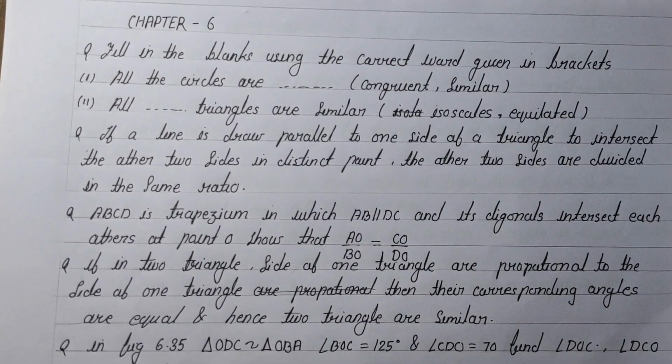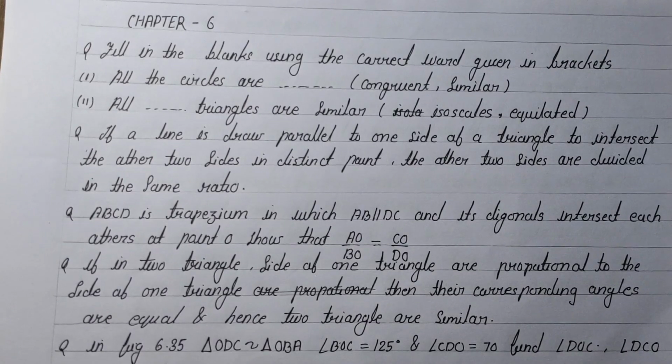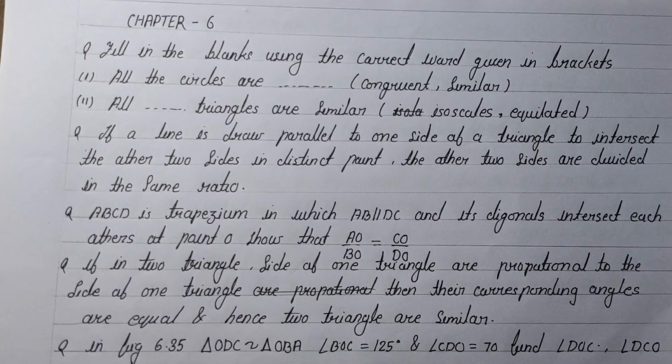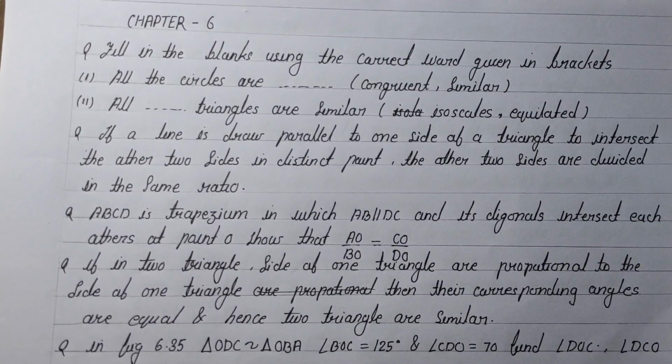Solve. Next, if a line is drawn parallel to one side of a triangle to intersect the other two sides at distinct points, the other two sides are divided in the same ratio.